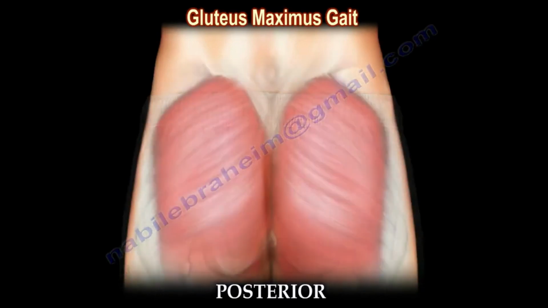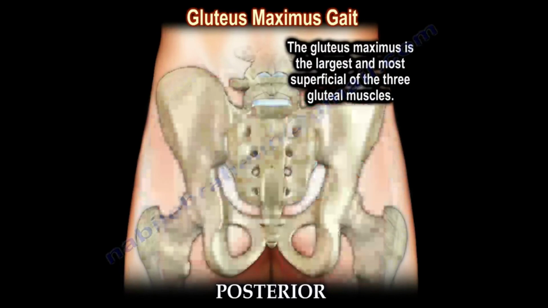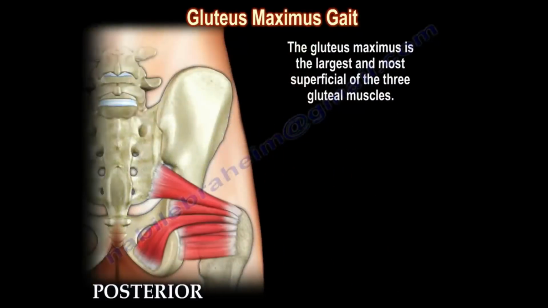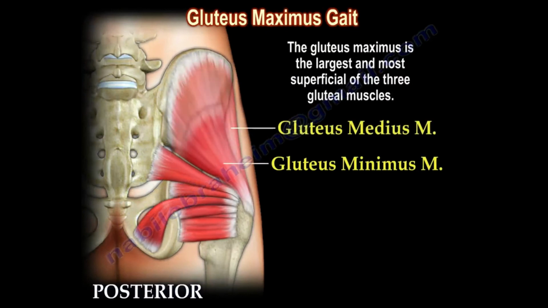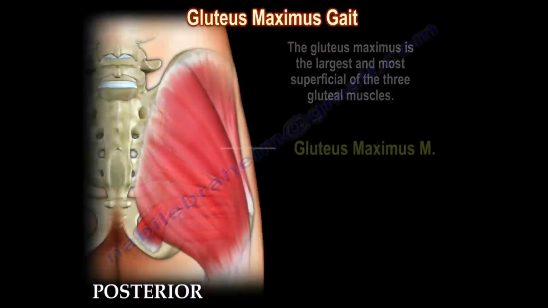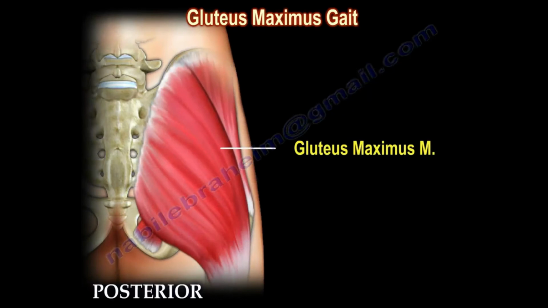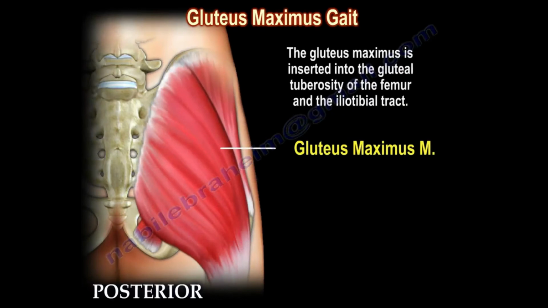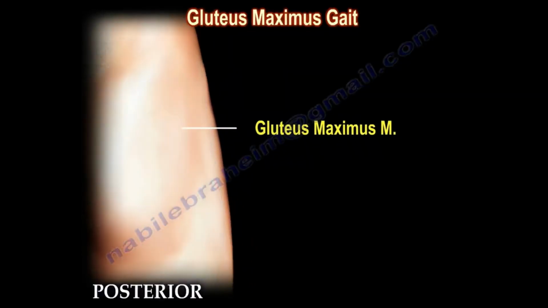This is the gluteus maximus muscle. It is the largest and the most superficial of the 3 gluteal muscles. The other 2 muscles are the gluteus medius and minimus. The gluteus maximus has its origin from the gluteal surface of the ilium, from the lumbar fascia, from the sacrum, and the sacrotuberous ligament. The gluteus maximus is inserted into the gluteal tuberosity of the femur and the iliotibial tract.